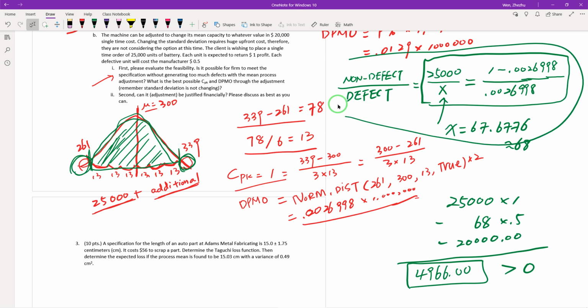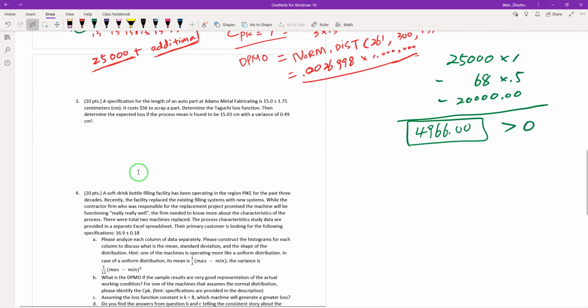Okay, this part of the calculation. So with that, let's move on to number 3.